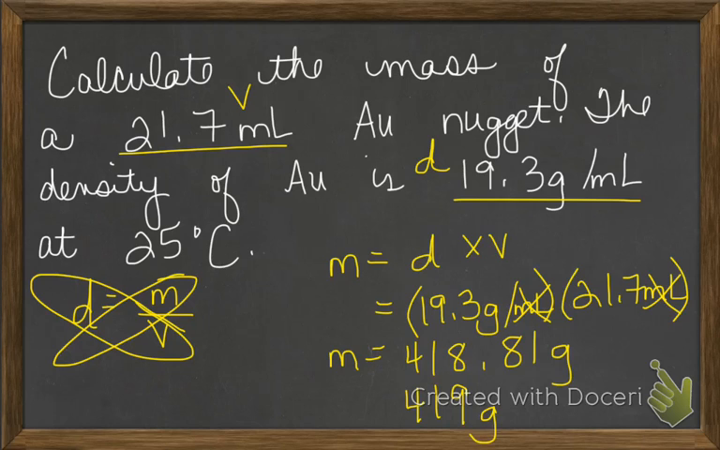In this example, we calculated the mass of an object, but the density formula has 3 variables: density, mass, and volume. As long as you know 2 of those variables, you should be able to solve for the third.